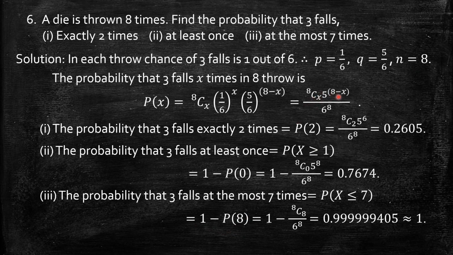8C8 5 power 8 minus 8 is 0. So left out is 8C8 by 6 power 8. If I simplify that, it gives 0.99999405, which is almost close to 1. So that means this event is a sure event. So the probability that 3 falls at most 7 times when throwing a die 8 times is almost a sure event.